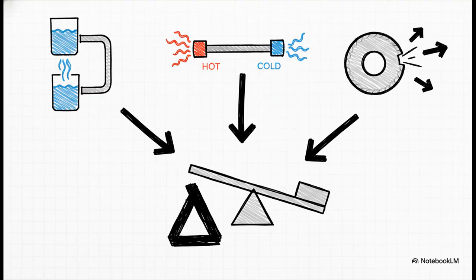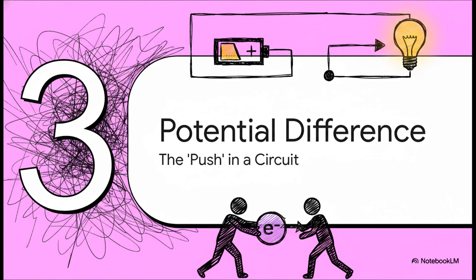So you see the pattern, right? It doesn't matter if it's water, heat, or air. Things only move, they only flow when there is some kind of difference, a difference in height, in temperature, or in pressure. This one simple idea is the golden rule for understanding flow. Okay, so let's bring this idea back to our main topic, electricity. We can take that exact same rule and apply it here. For electric charges to start flowing, they also need their own special kind of difference.